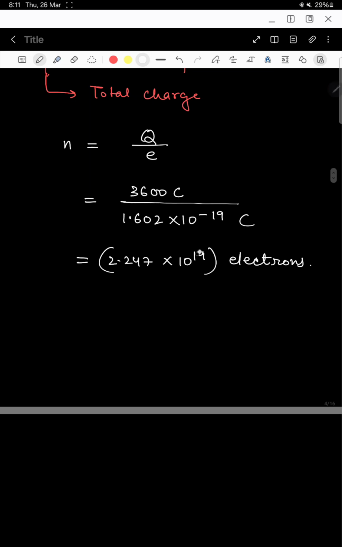I think I've made a mistake in the answer here. It should be 10 power 22. I will calculate this once more. It is 2.247 into 10 power 22. Take a note of this, it is 10 power 22, not minus 22.